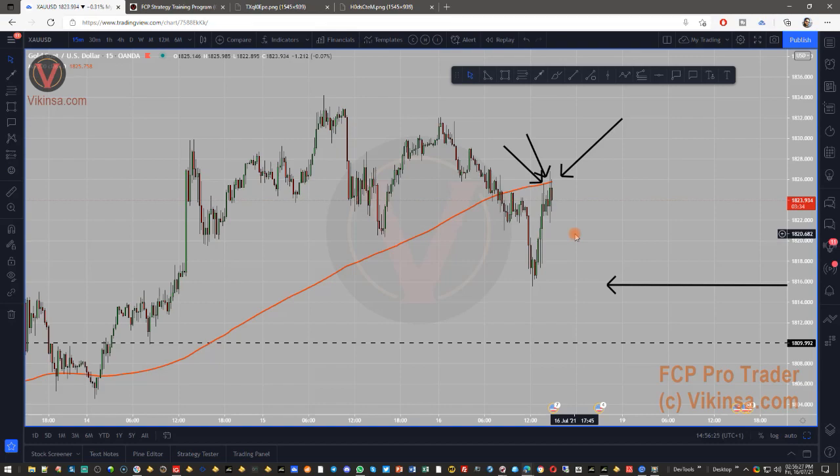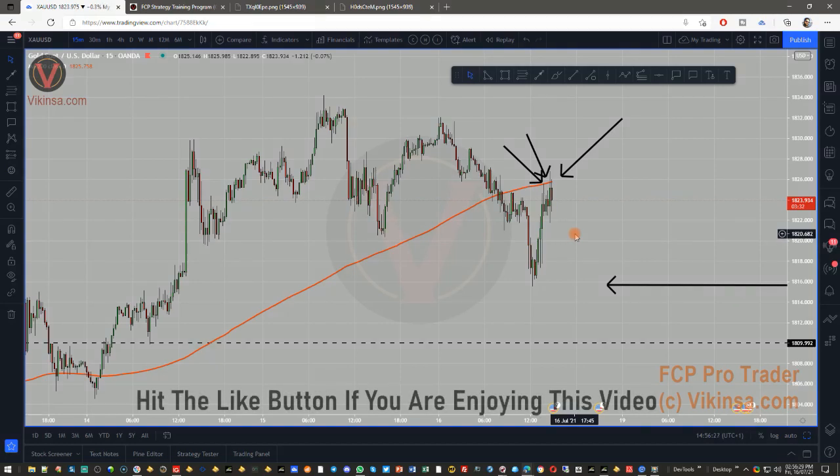So just go and put the 200 moving average in there, and it's part of our training program as well. There are a few moving averages that we make use of in our FCP analysis, and the 200 moving average is one of the best tools that we use.